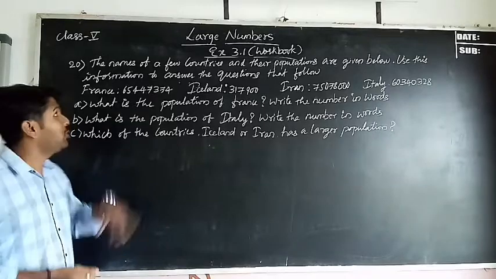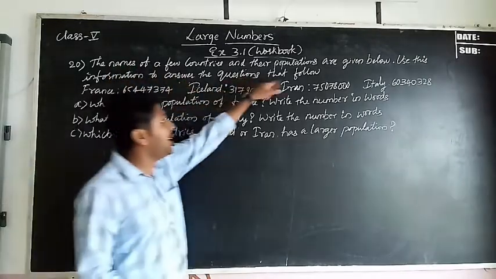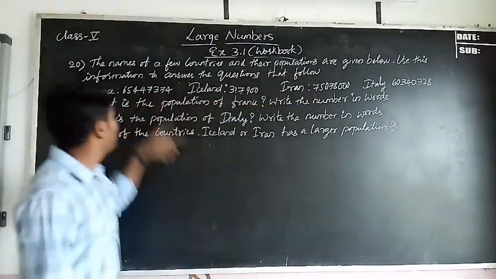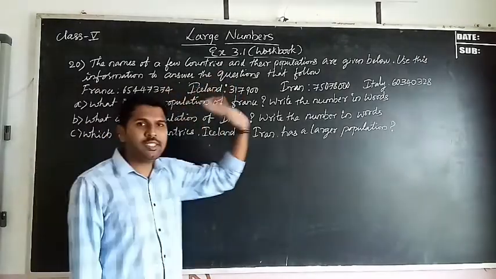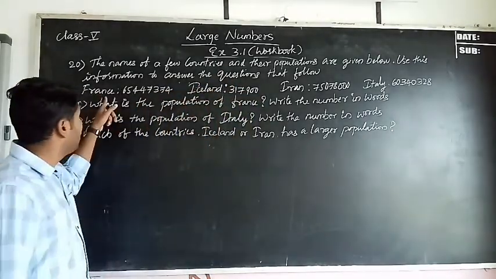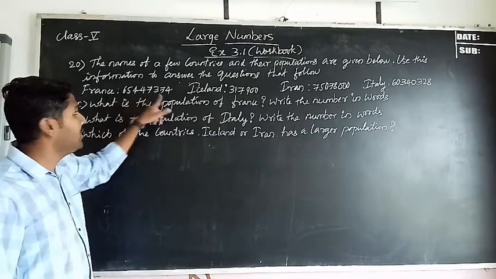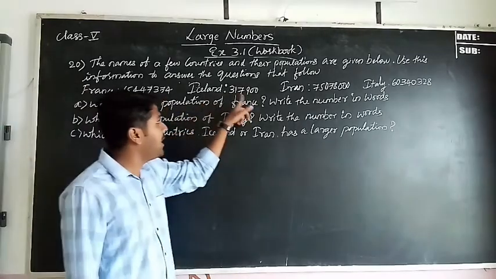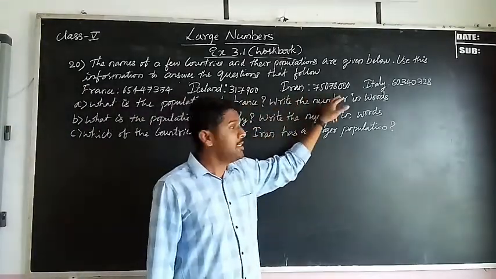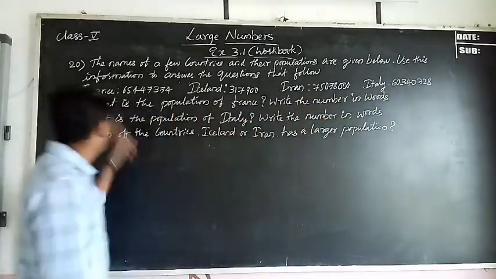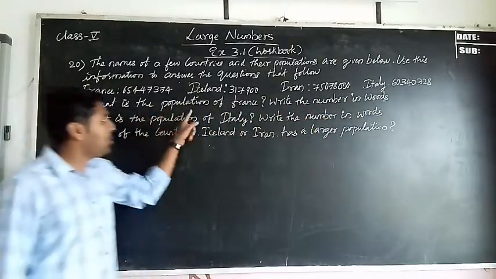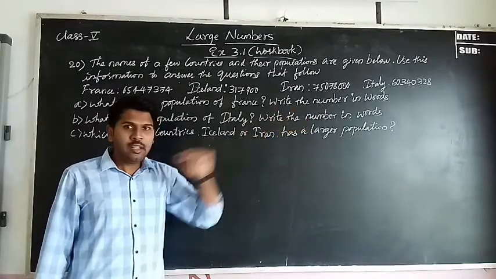So next, the 20th one: the names of some countries and their populations are given below. So use this information to answer the questions that follow. They give the information: France, this number of population; Iceland, this number; Ireland, this number; and Italy. Okay. So what is the first question? What is the population of France? Write the number in words.